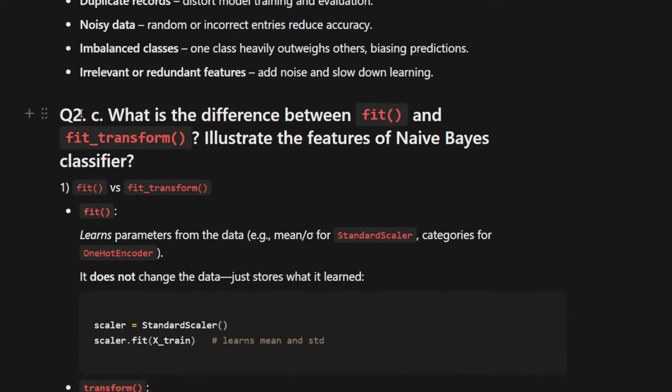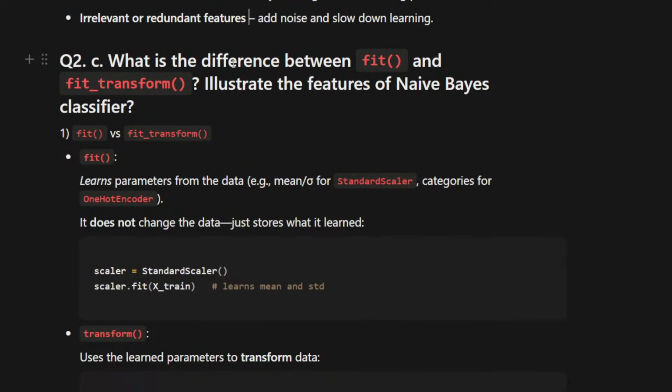Next question, second question, C part. Don't worry, I'll share this entire Notion workbook along with the previous year question paper itself for your reference. You can visit the questions after the live session.